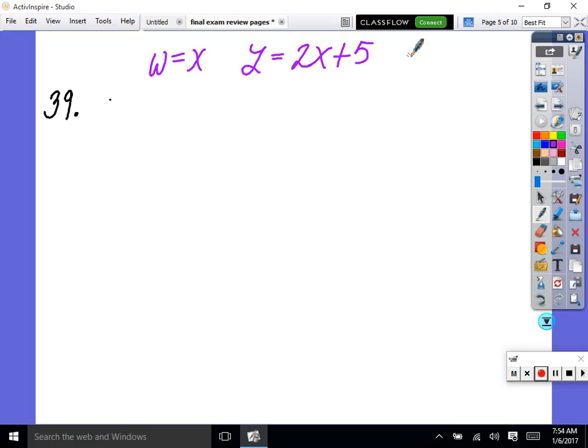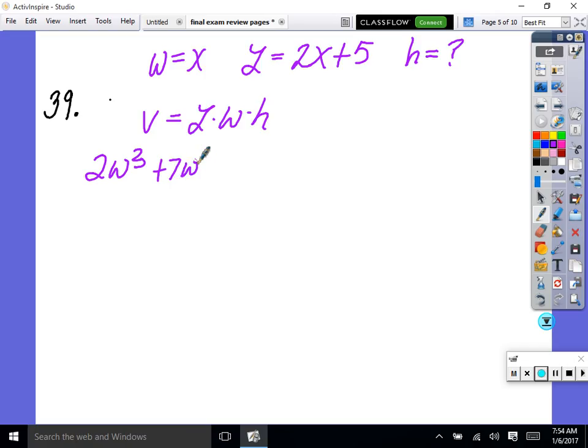And then we don't know what height is. So height is, we have no idea. Let's call that question mark. That's what we're trying to find. Since we're given volume, volume is equal to length times width times height. So we're given this volume is 2w cubed plus 7w squared plus 5w. So we're setting up our true statements equal to length, which is 2x plus 5 times width times height. And then we're trying to solve for height.